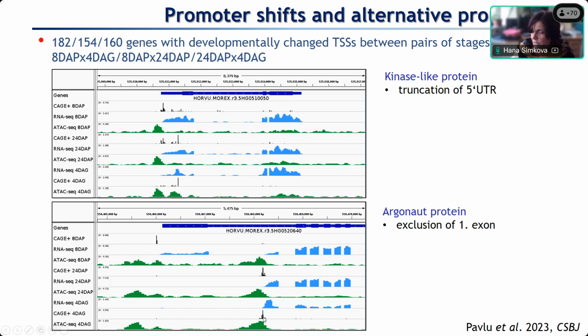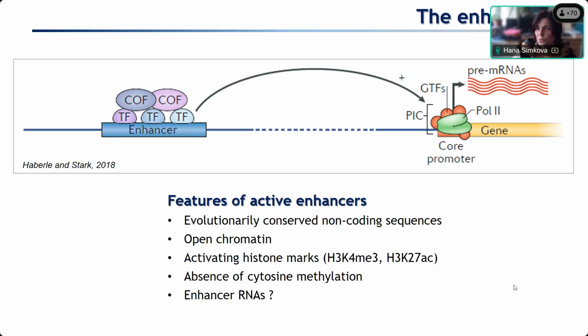This is all I will say about promoters, because the major part of the promoter story, which was recently published in this paper, will be presented by Pavla. So I will move to the enhancers, which are much more difficult to identify or to delimit, because in the promoters we at least know that it should be upstream of the gene. But in case of the enhancer, the distance of such an element is really unpredictable.